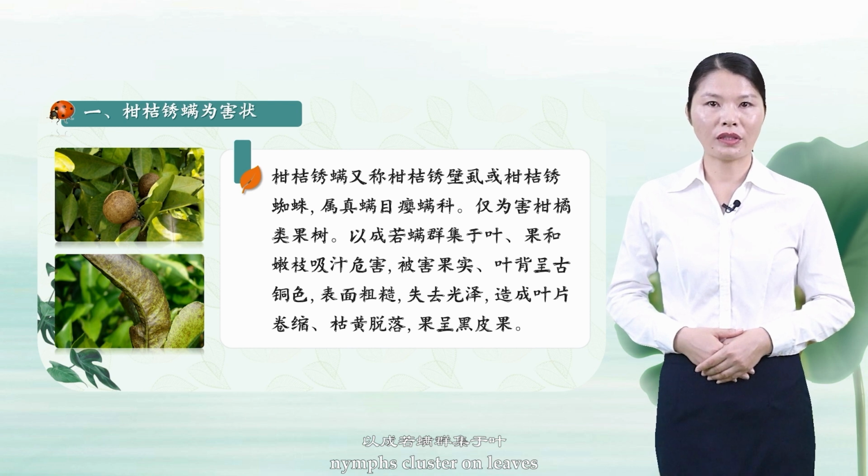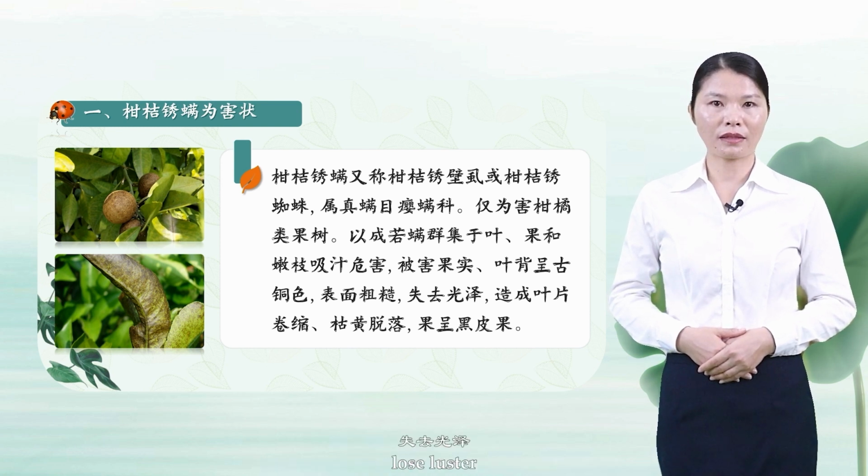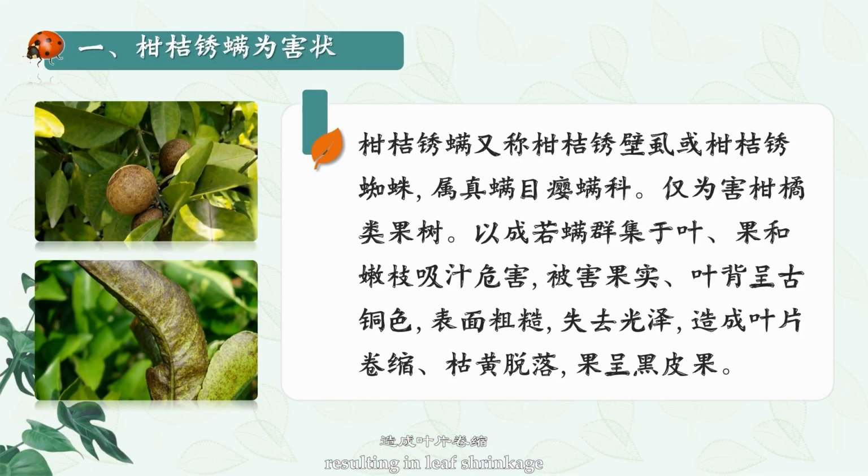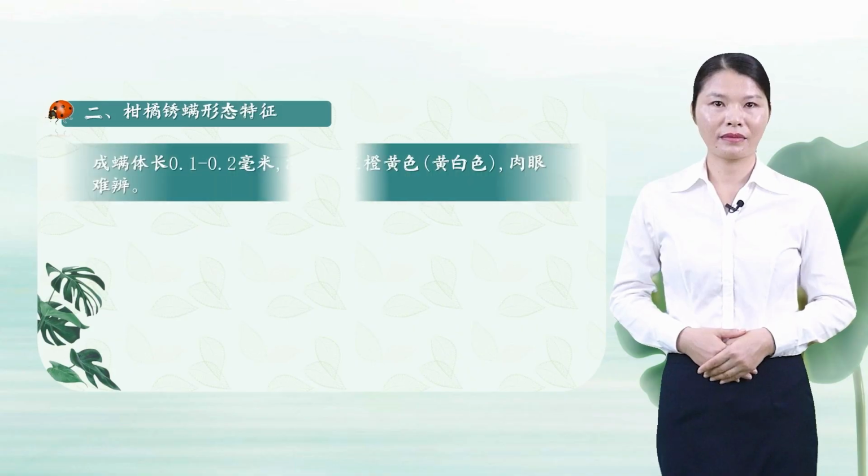Nymphs cluster on leaves, fruit, and shoots, sucking sap and causing harm. The damaged fruit and leaf back are bronzed, with a rough surface, and lose luster, resulting in leaf shrinkage. The leaves turn yellow and fall off. The fruit is black-skinned.